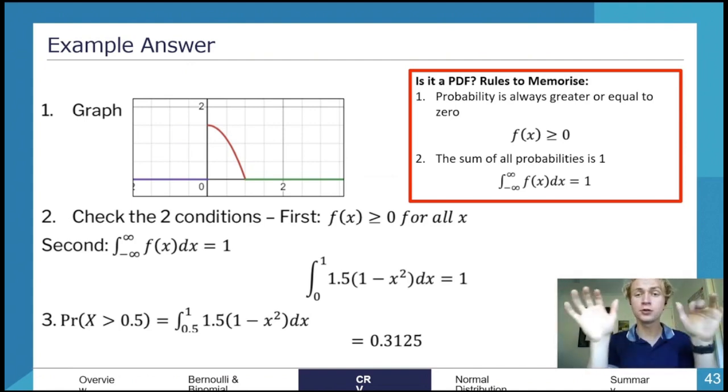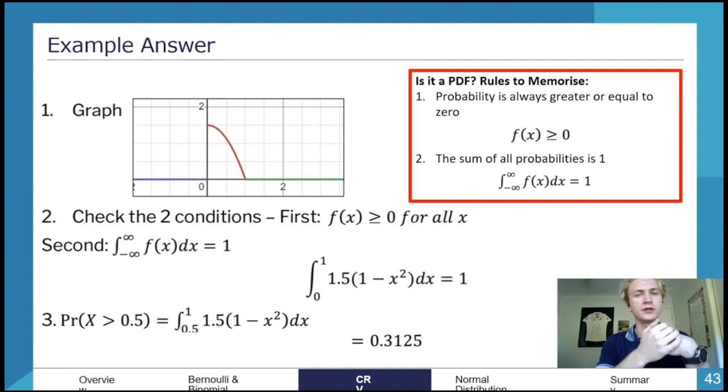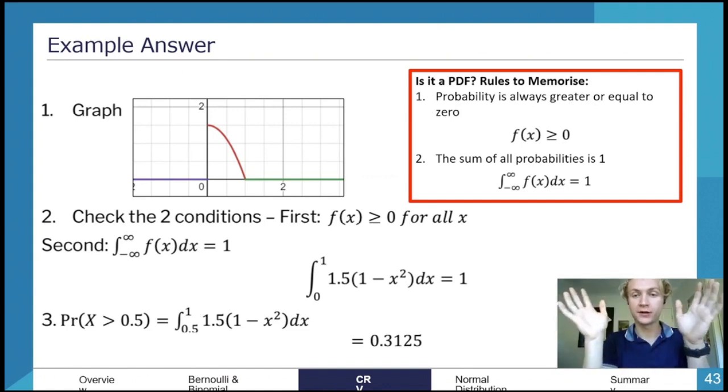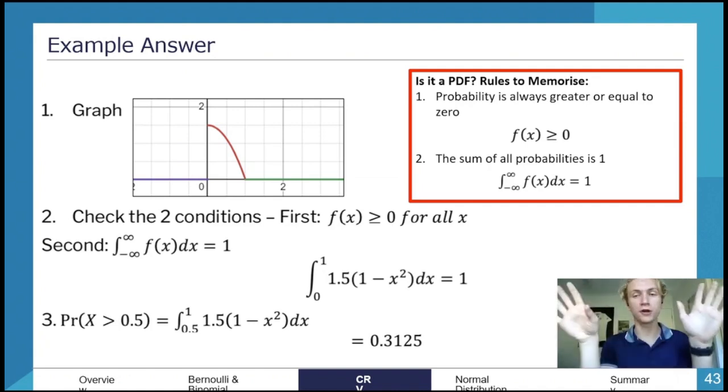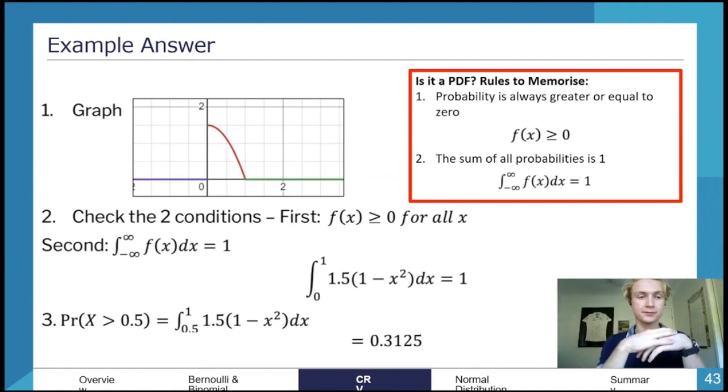Number two, the sum of all probabilities is 1. Now, usually if we had a discrete variable, what would we do? Well, we would just add up all of the little probabilities for all the different x values. However, with this, what we do is integrate between negative infinity and positive infinity, and we see whether the total area under the curve equals 1.